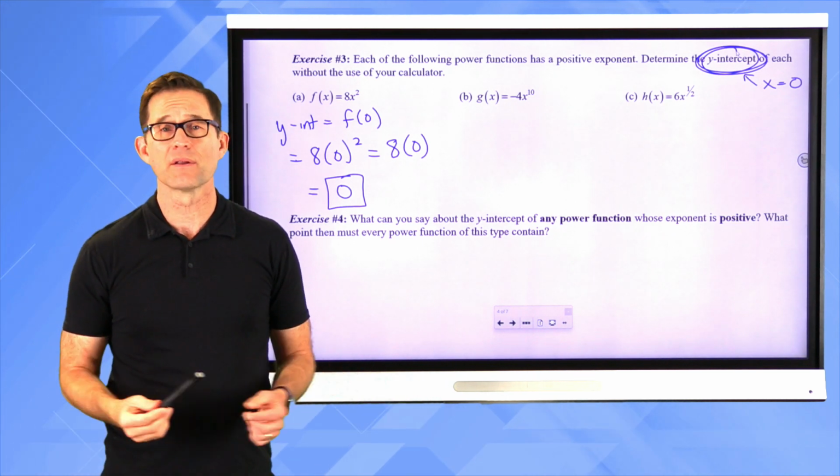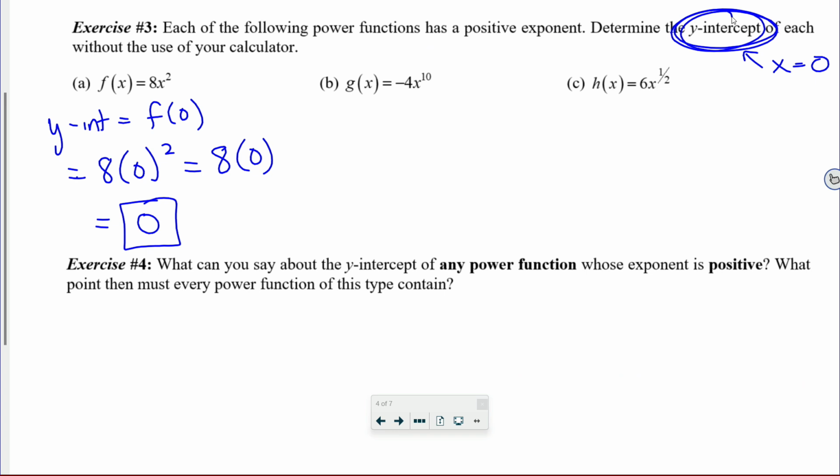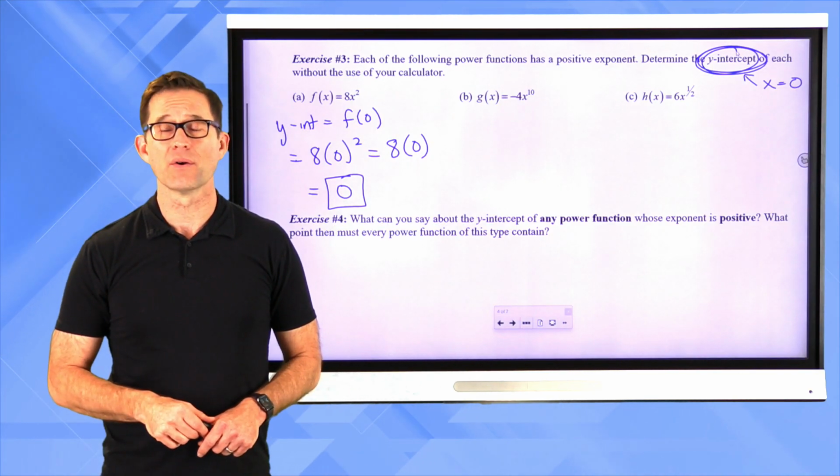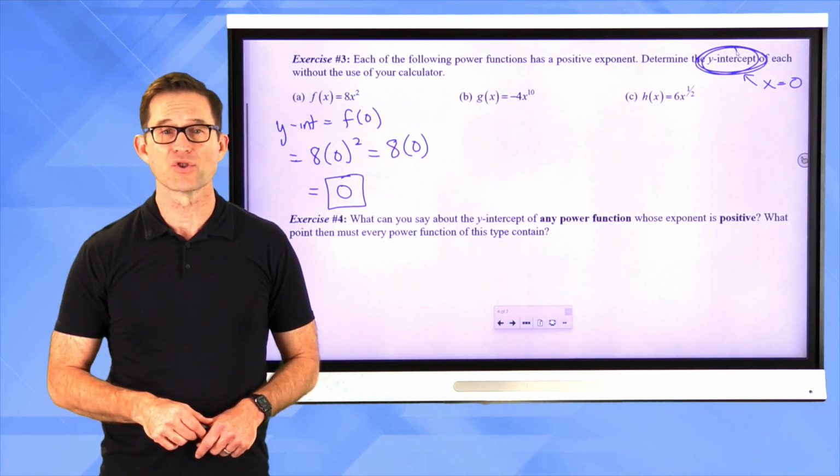All right, well, let's take a look at letter B. G of x equals -4 times x to the 10th. All right, well, why don't you go ahead and figure out what the y-intercept of that particular power function is.